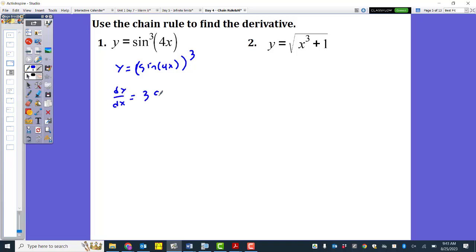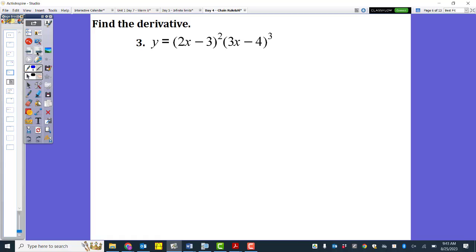So 3 sine of 4x squared times the next inside is the sine, so cosine of 4x. Notice in all this process, the most inside still hasn't changed. And then times the derivative of the most inside function, which is just 4. So we end up with 12 sine squared of 4x times cosine of 4x. And that would be our final answer. You can try number 2 as well there.